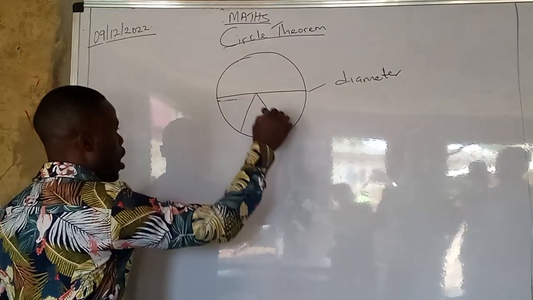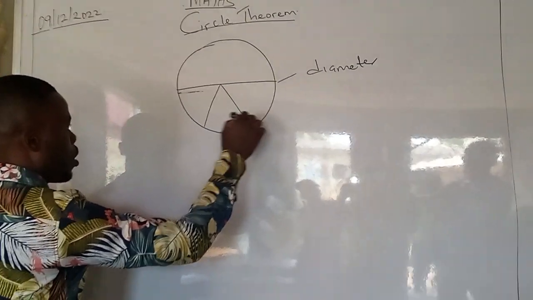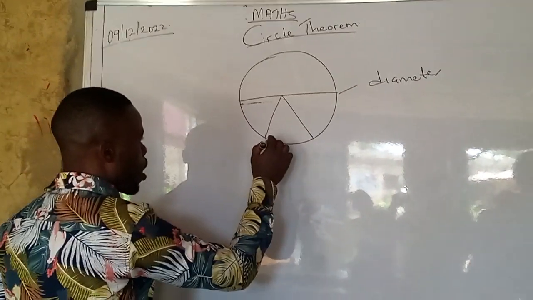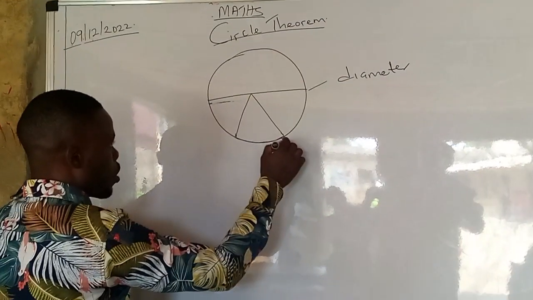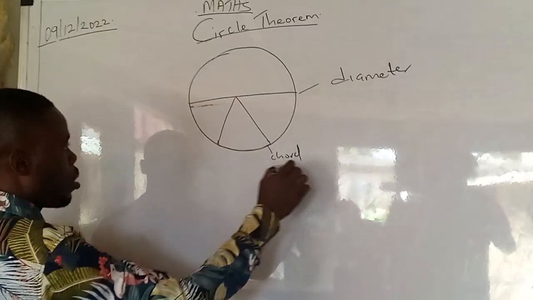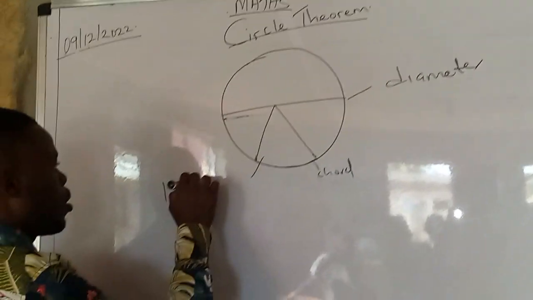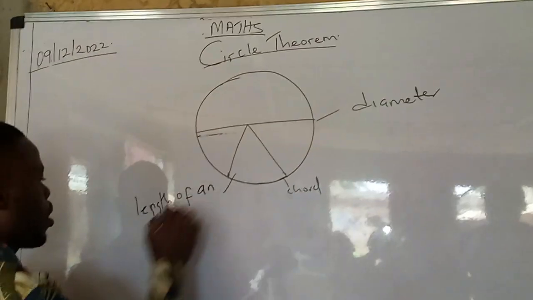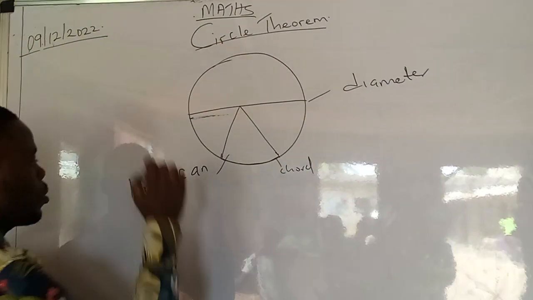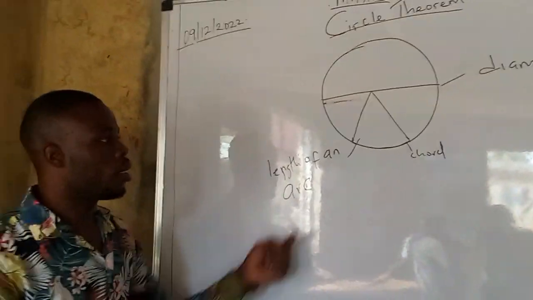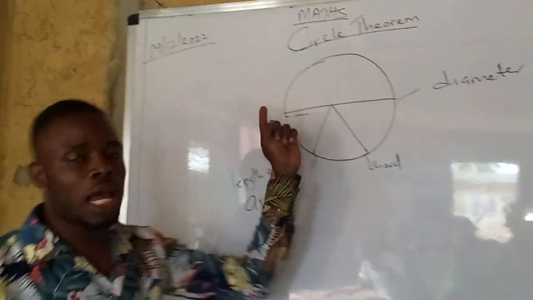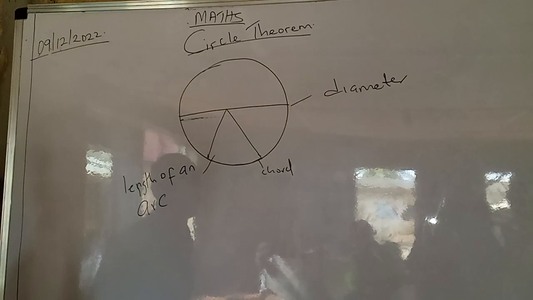This is known as an arc. Okay? An arc. So from here, this is called a chord. And this is the length of an arc. This is the chord. And the line that crosses the circle is known as diameter.